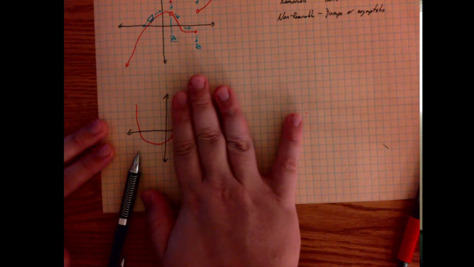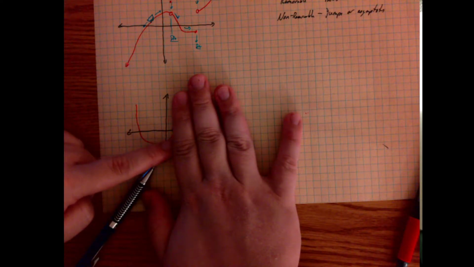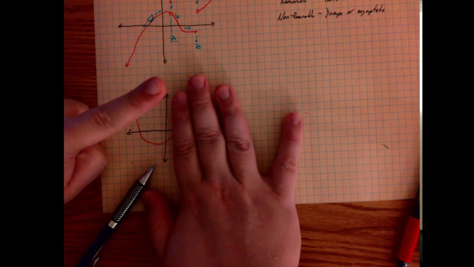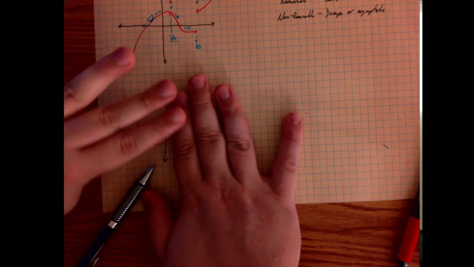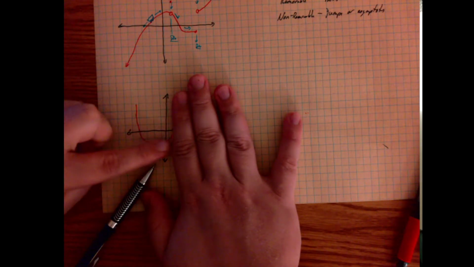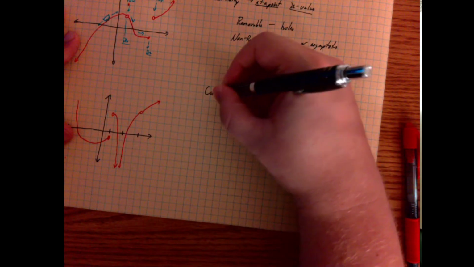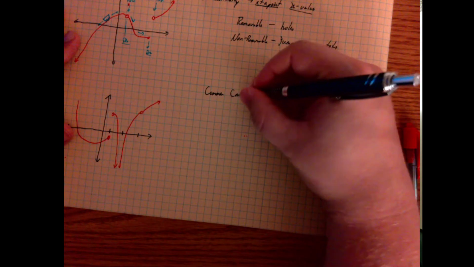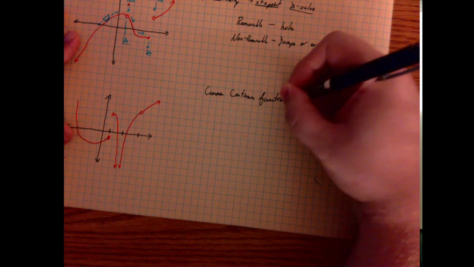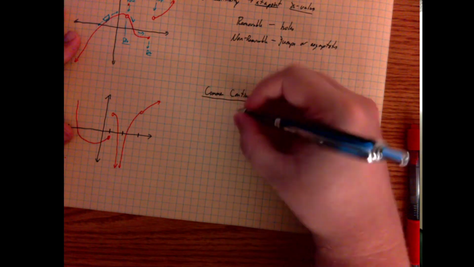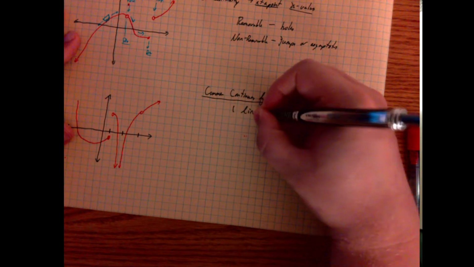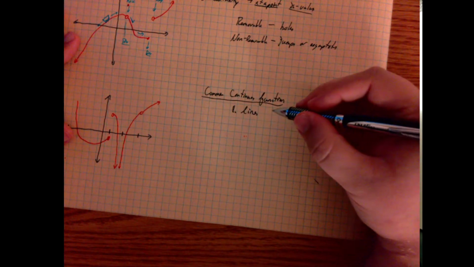Up until this point, this function is continuous, right? Every value exists, every limit exists, and they agree, right? There's no weird things happening on this function. In fact, many functions that you have dealt with in the past are continuous functions. Let's start making a list. Common continuous functions. These are functions that are continuous everywhere. Lines. Every line is a continuous function.